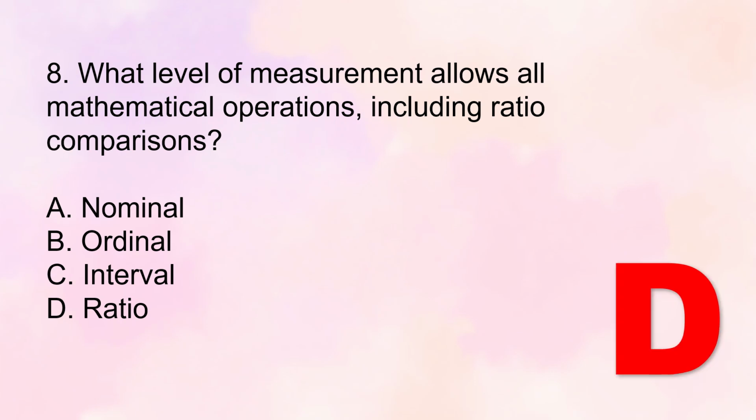Alright, ratio is the correct answer. Ratio has a true zero. So, true zero scale. This allows all computations like height, age, and more. So letter D is the best answer. Letters A to C, nominal, ordinal, interval, these types of scales lack this feature, especially a true zero. Alright.